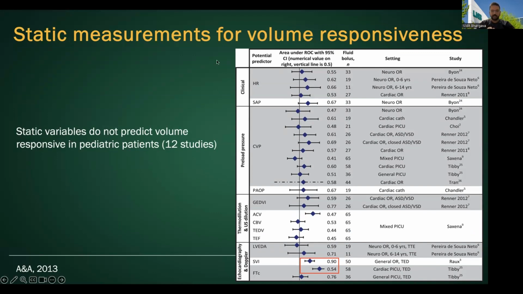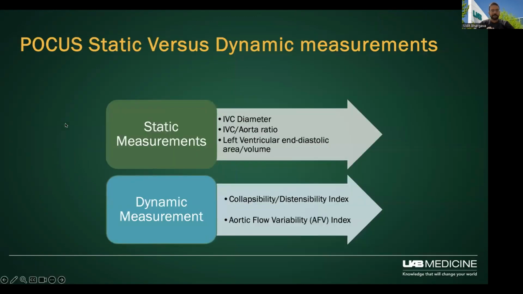There have been other meta-analyses, for example, this one that was done back in 2013, which looked at multiple different static measures and found that these static measures had, again, a pretty low AUROC for accurate prediction of patients' volume status. The only one that was actually found to be somewhat useful was the stroke volume index, which we will talk about in the more dynamic ways of assessing information. So these were some of the non-POCUS ways of looking at the question of volume status.